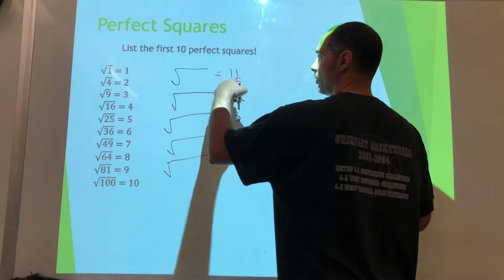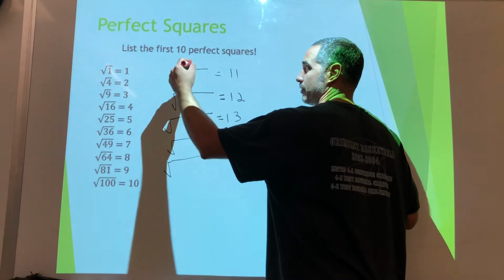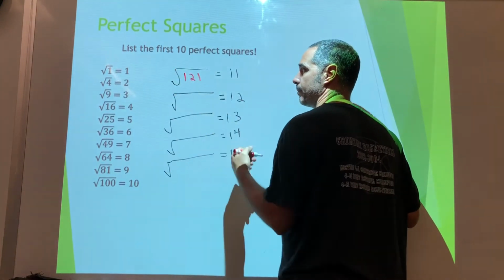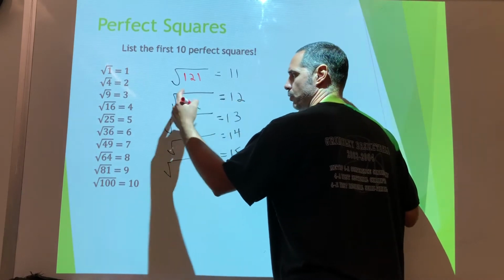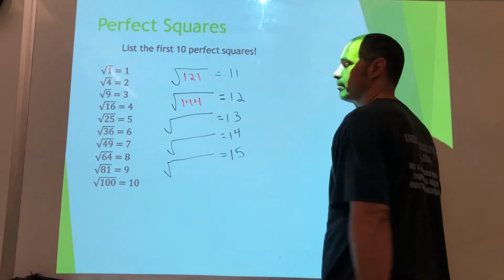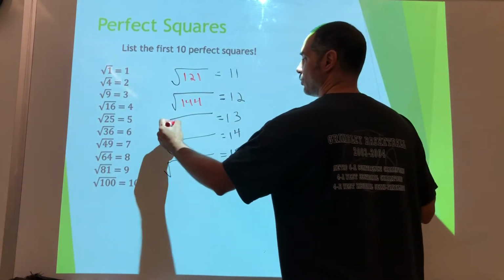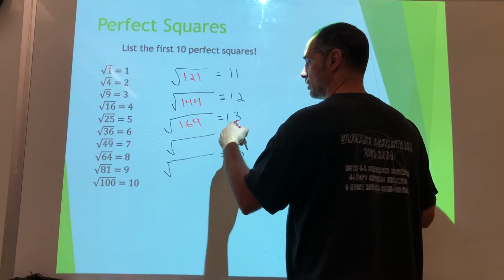The square root of what is equal to 11? So 11 times 11 is 121. So the square root of 121 is 11. And so 12 times 12 is 144. So therefore the square root of 144 is 12. 13 times 13 is 169. So the square root of 169 is 13.